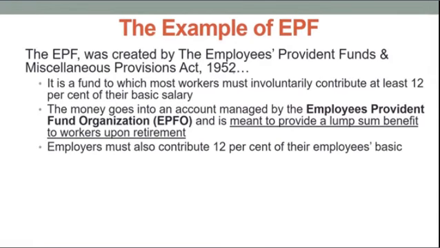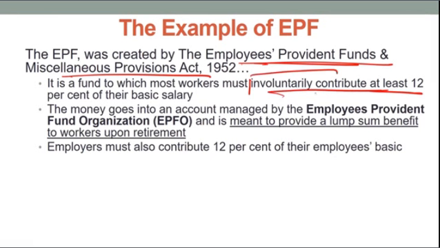So EPF was created by the Employees Provident Funds and Miscellaneous Provisions Act 1952. Questions will not come directly like this. 12% is involuntarily contributed by workers from their basic salary to the EPF. Where will it go? It will go to a fund managed by the Employees Provident Fund Organization, EPFO. Now, this will come back to you upon retirement. It's supposed to be for retirement. Employers are also supposed to contribute 12%. So effectively 12% from the employee side, 12% from the employer side is going towards a retirement fund. That is the Employee Provident Fund.